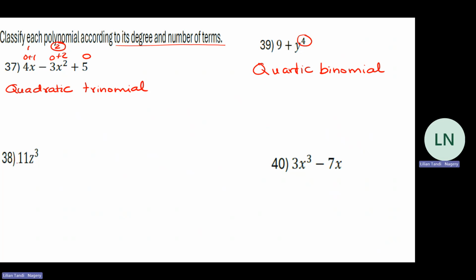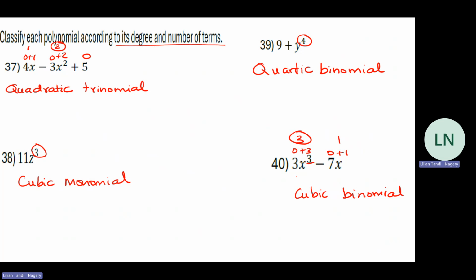Okay, so this is a monomial, but it is the cubic monomial. So this is a cubic because of the degree being 3, and it is a monomial because it's only one term. Okay, this is a binomial because you have 2 terms. Binomial. And the highest degree is 3, so that will be cubic. How do I know the highest degree is 3? This is 0 plus 3, so that is 3. This is 0 plus 1, so that is 1. So the highest degree is 3.